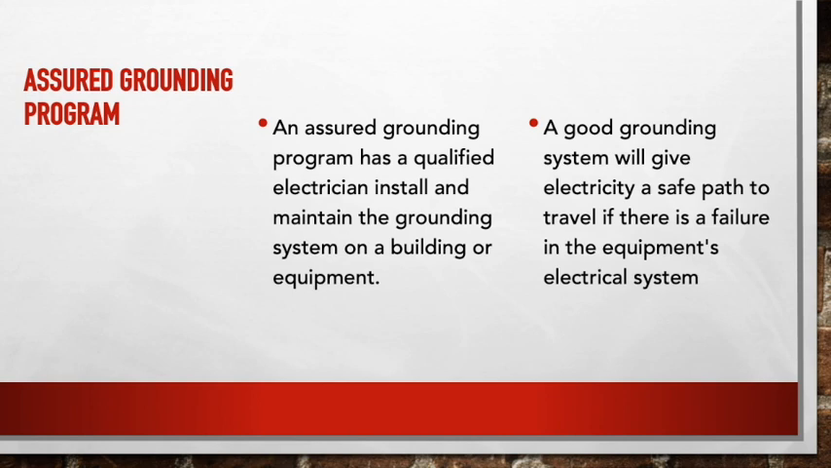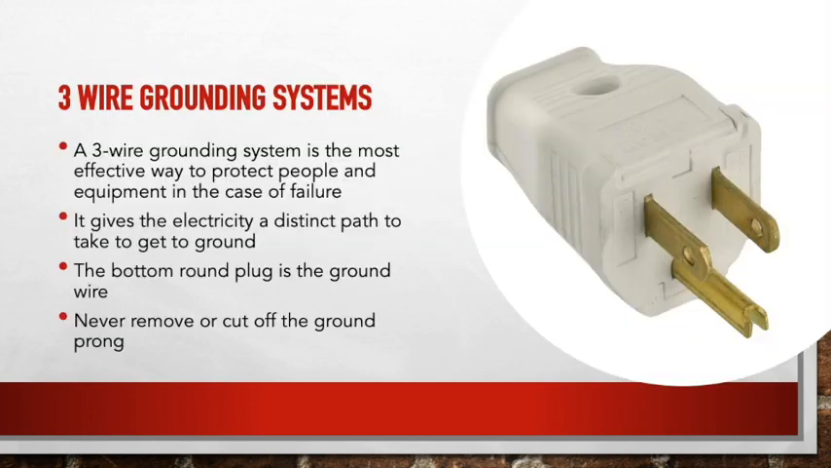So an assured grounding program is where a qualified electrician installs and maintains the equipment. Most of us have this program, basically saying, hey, if you don't have training, you can't mess with the electrical systems. And it's not a bad idea to have that. This is also known as a 3-wire grounding system. Basically, you have the plug on the bottom that is the third cord that draws any rogue electricity to the path of least resistance, which would be the ground in this case.